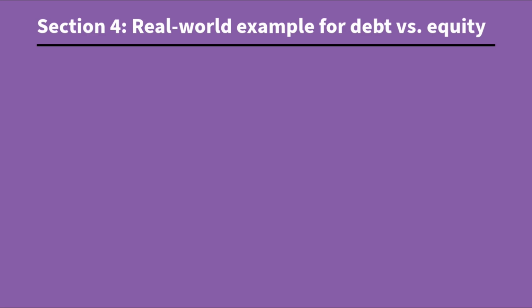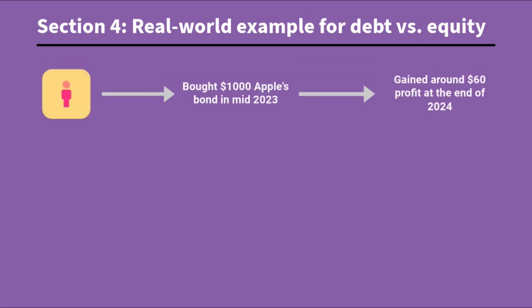In 2023, Apple issued corporate bonds to raise $5 billion. Investors, who have bought these bonds, earn steady interest payments, like 3 to 5% annually, while Apple used the money to expand its business. So, in this case, the investor would get a profit of roughly $60.